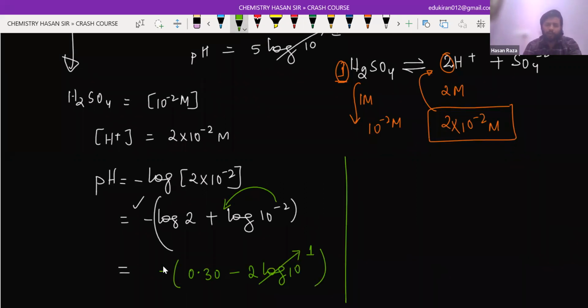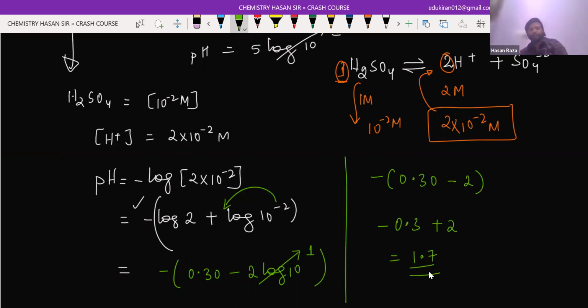So I'm going to multiply this. First of all, I'm going to write another line for this. It will be like this. And when you multiply this negative sign, it will be negative and this will be positive. So you will be getting 1.7, Krishna. Right? Yes, sir. So this will be the pH of the H2SO4 here.